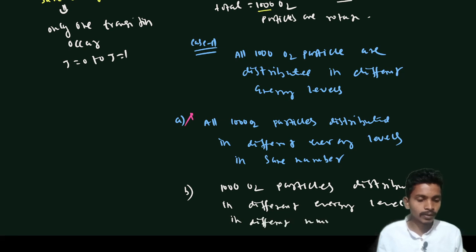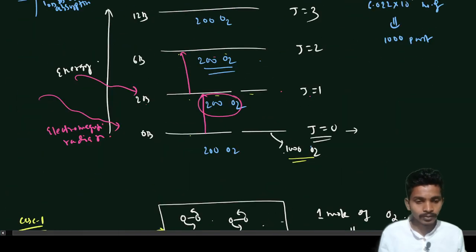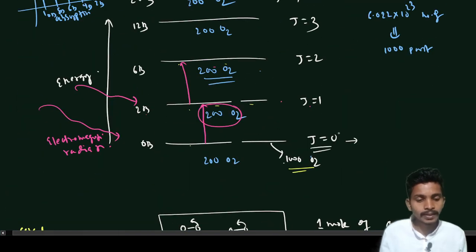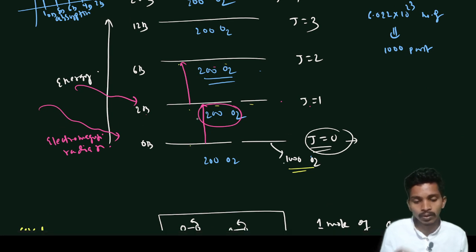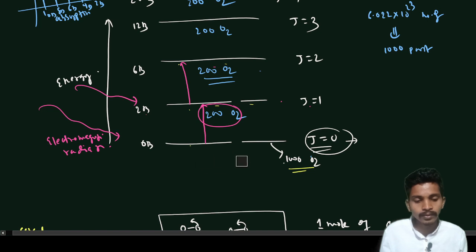This is the other way. It means that they are distributed in different numbers. So now, since this is a low energy, every molecule wants to stay at a low energy. So this has to be what we found experimentally, that at low energy levels, a higher number of particles are present.